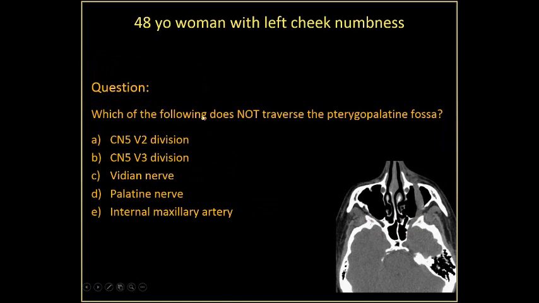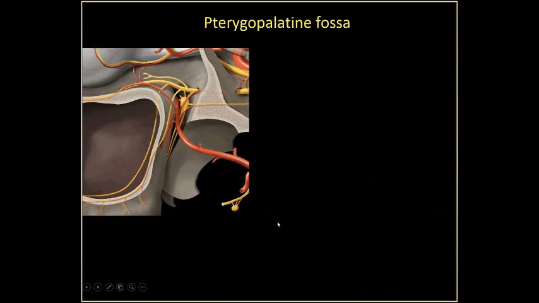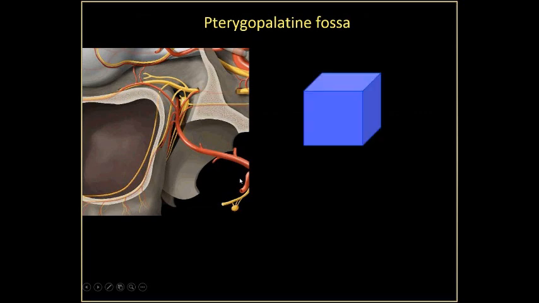Here's a question: which of the following does not traverse the pterygopalatine fossa? Is it the V2, V3, the Vidian nerve, the palatine nerve, or the IMAX, the internal maxillary artery? So here's a cartoon of the pterygopalatine fossa. We have the maxillary sinus here, and this is the pterygopalatine fossa here. There are several structures going in it. The pterygopalatine ganglion is housed within the fossa. So let's think of the pterygopalatine fossa as a black box or a blue box, and look at the structures here.